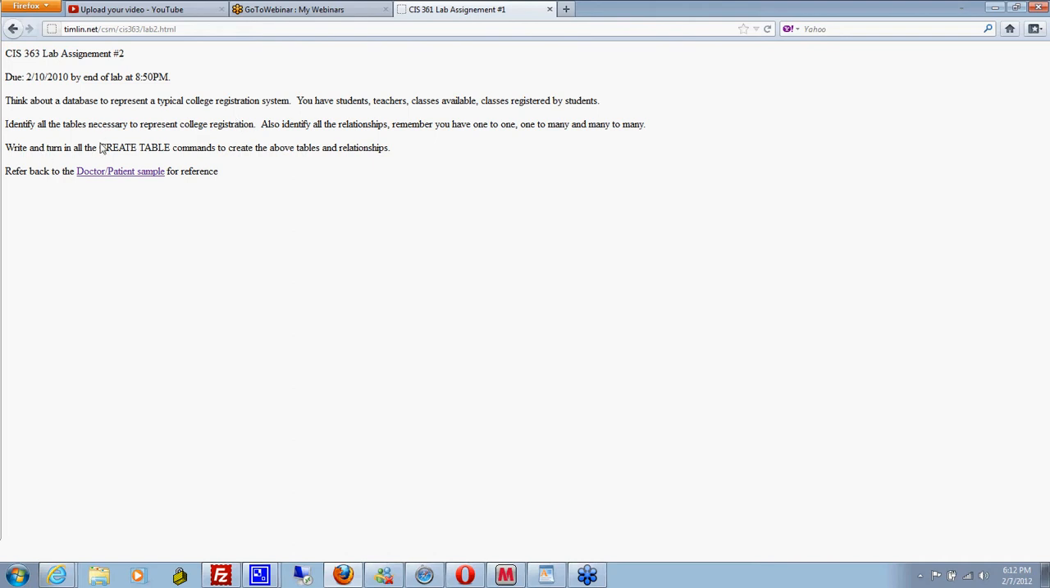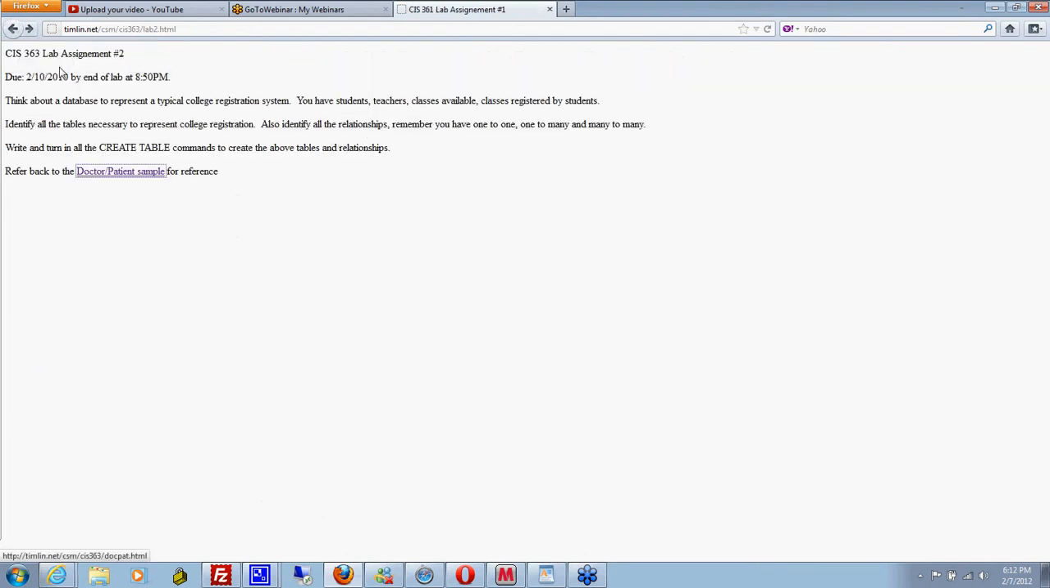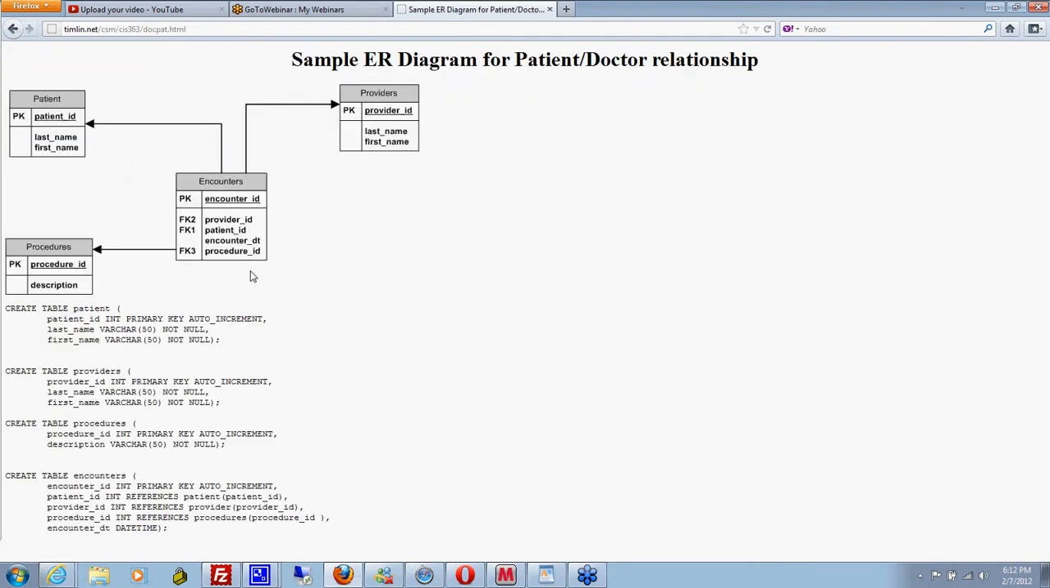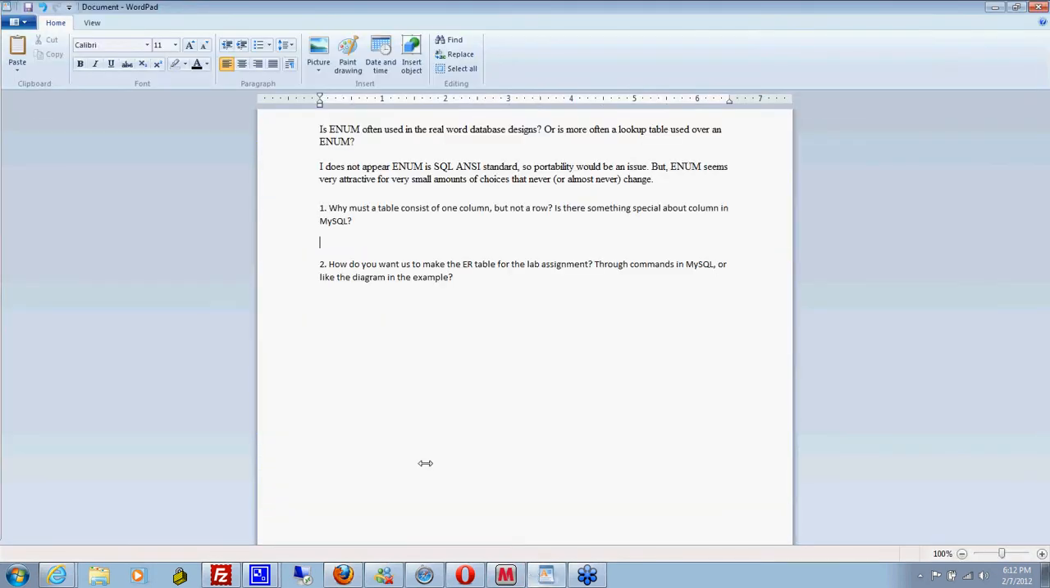Well, yeah, write and turn in the create table commands to create the above tables and relationships. Yeah, I actually want both. So if you look at this thing right here, this has both. It's got the actual ER diagram, and then it's got the create table commands underneath it. So I really want both. I want you to give me an ER diagram, and I want to see the create table commands. Okay, so that was pretty much that.